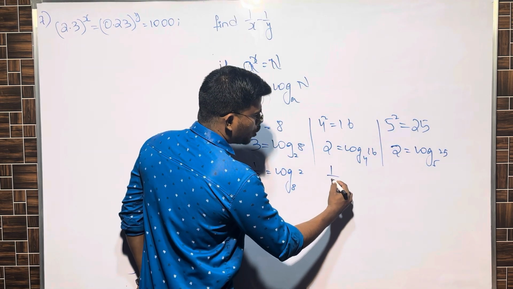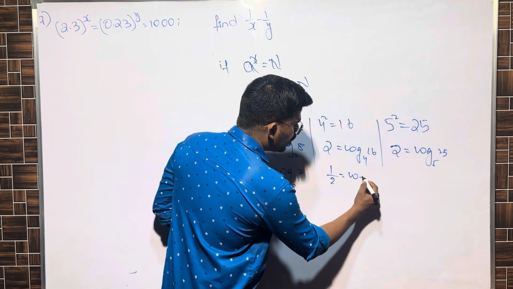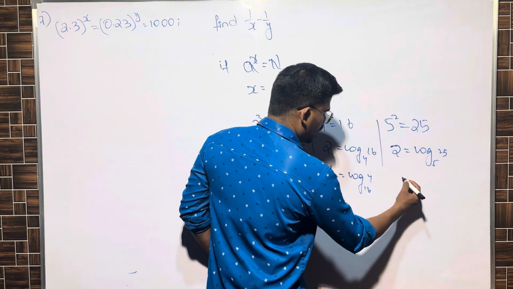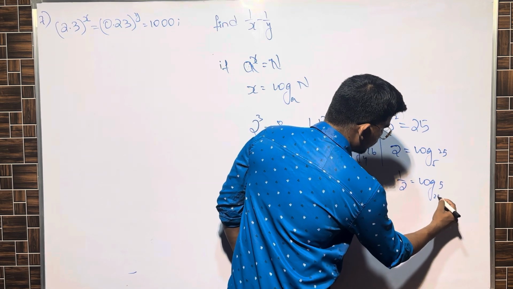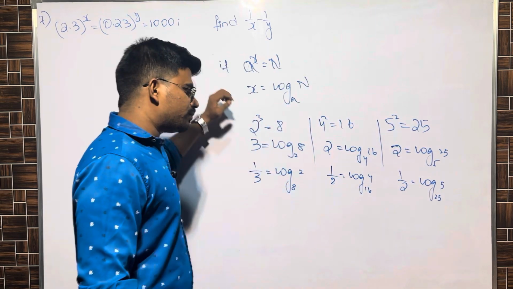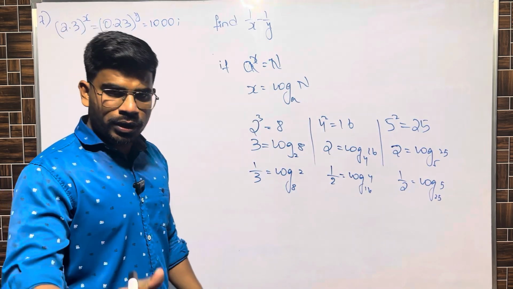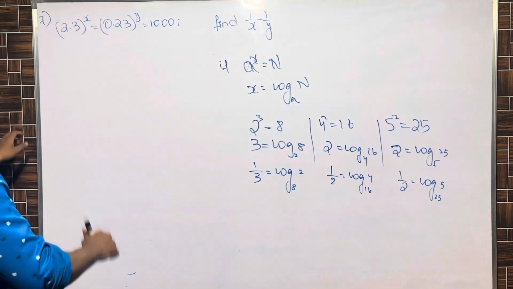2 is equal to log 16 to the base 4. 1 by 2 is equal to log 4 to the base 16. One more term: 1 by 2 is equal to log 5 to the base 25. These two things you have understood already. Okay, I hope you understood. Apart from this, what else is there?